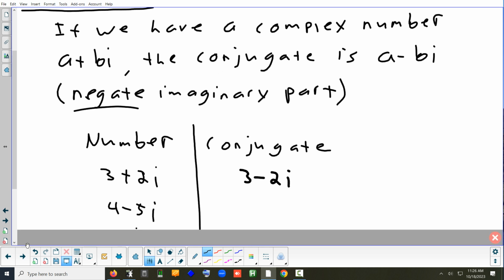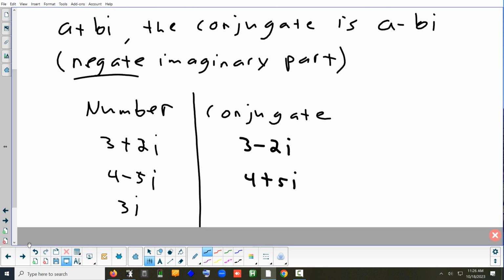Alright. What if we had 4 minus 5i? It'd be 4 plus 5i. So you're just changing the sign of the imaginary part. What about 3i? Negative 3i. Yep.